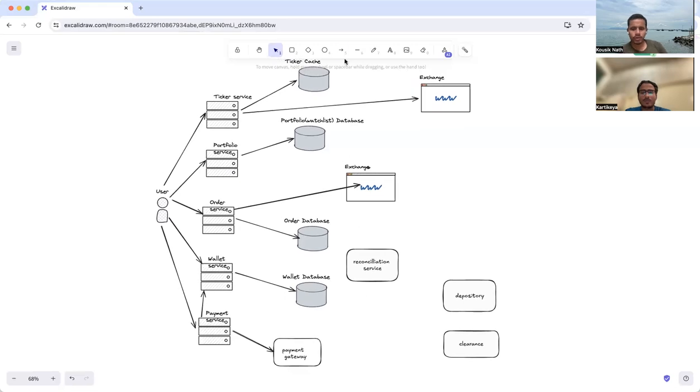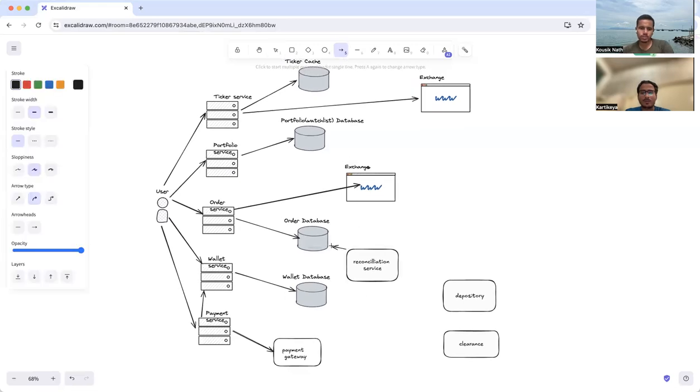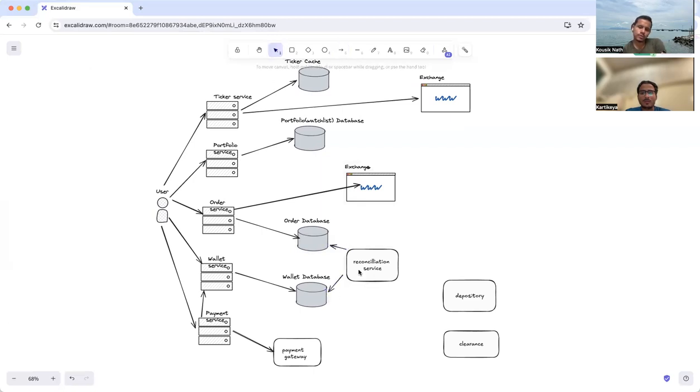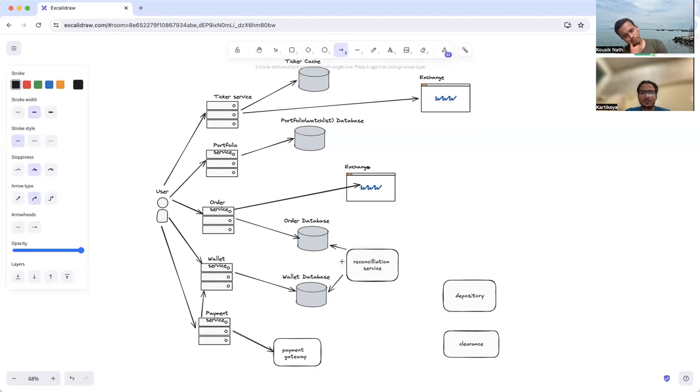Can I put the arrow from reconciliation service to both the services? Both these two, yeah. And of course, it might have to initiate the refund transactions. For that, it will be calling the wallet service.